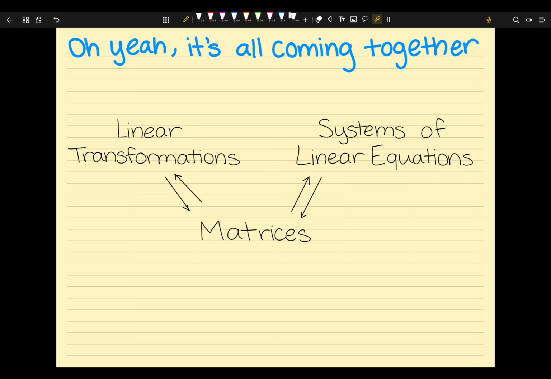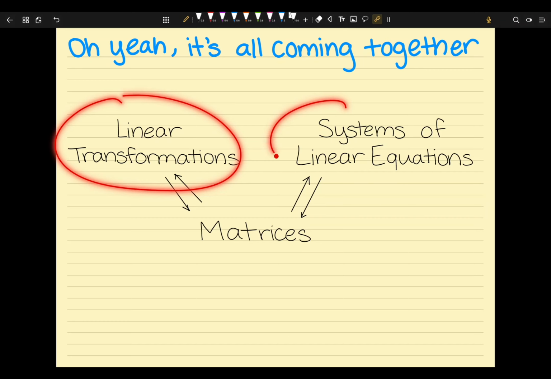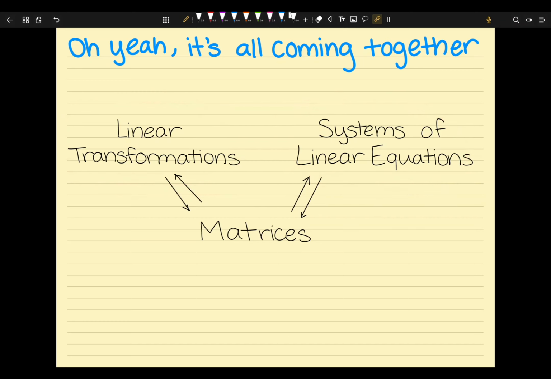The last thing I'll say on this is that we motivated matrices using linear transformations and using systems of linear equations. But matrices actually stand on their own. You can study matrices for the sake of studying matrices. So I don't want to give the impression that they're dependent on these two. There's a whole field of matrix analysis out there that just studies matrices for the sake of matrices.